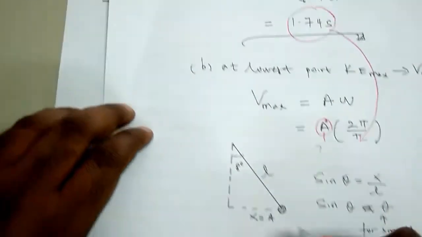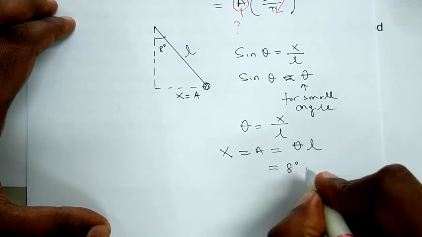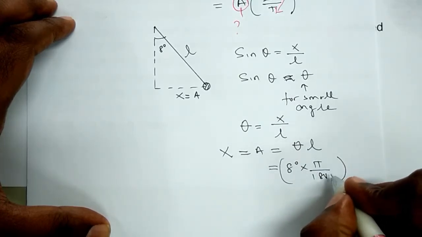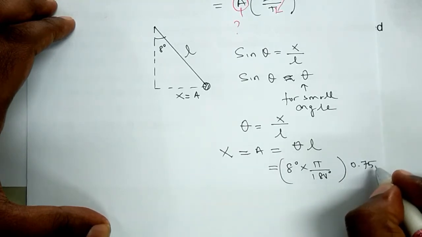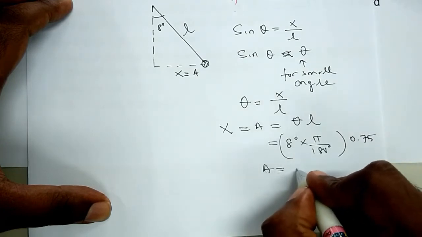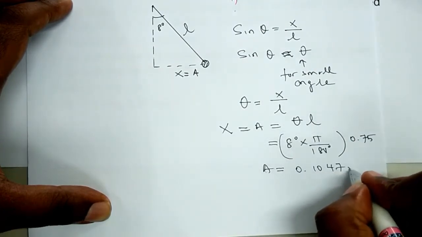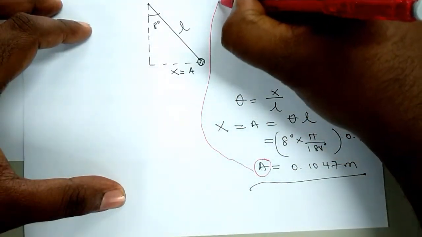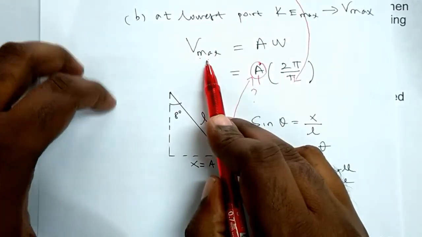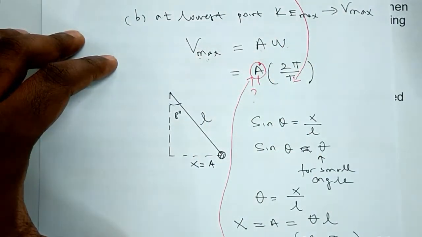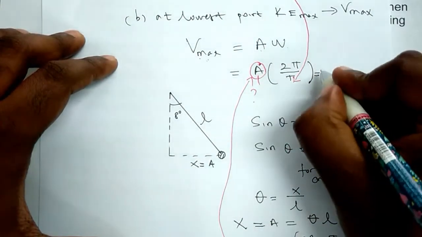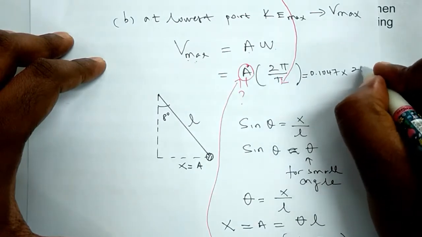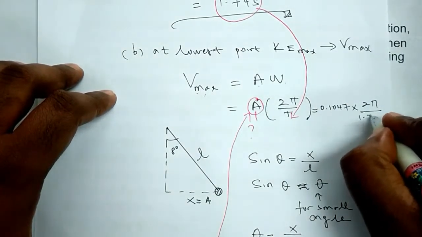So theta is 8 degrees. We have to convert to radians by multiplying by pi over 180 degrees, times 0.75 meter. Then you will get the amplitude 0.1047 meter. So now we can substitute this amplitude in the formula v max equals A times omega. So now A equals 0.1047 times 2 pi divided by the time, 1.74 second.